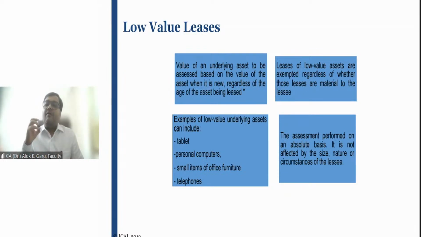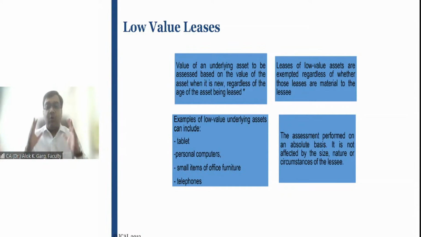The standard says that for considering whether it is a low value asset, you are required to see the value of the new asset. For example, you have taken a car on a lease basis. The car is a 5-year-old car, right? The value of this 5-year-old car should probably be 5 lakh rupees. Let's take an example of a Hyundai Creta. You will get a 5-year-old Hyundai Creta at a cost of let's say 7 or 8 lakh rupees. But if you need to buy a new Hyundai Creta, it will cost you 15 lakh rupees.